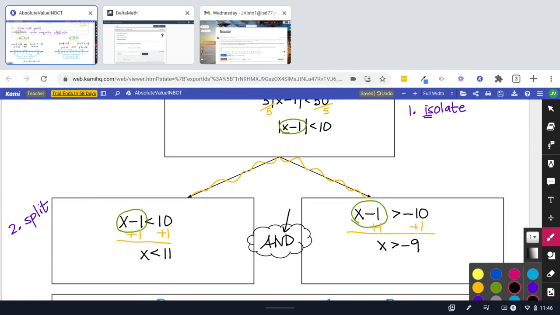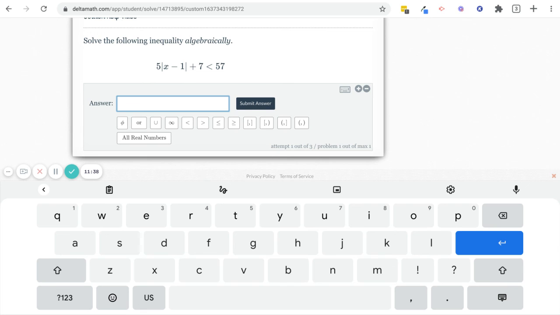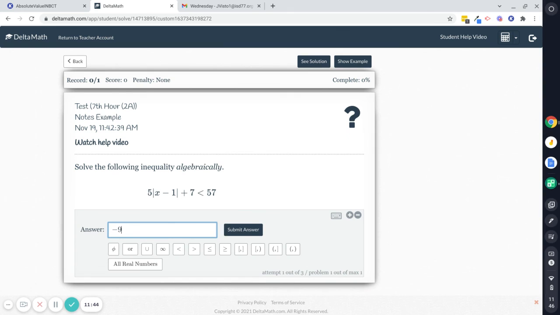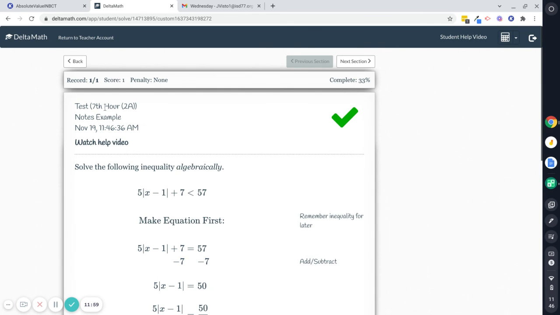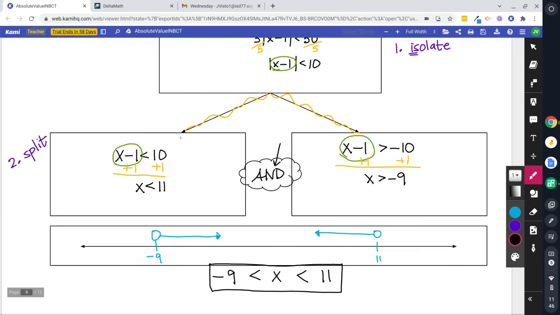Let's go back to our Delta Math and type this in. Our low number was a negative 9. We're using a less than because we had a less than right here. We have an x, we have a less than, and then we had an 11. Okay, so we'll submit that. Hopefully you clicked submit at the same time. And there we go.